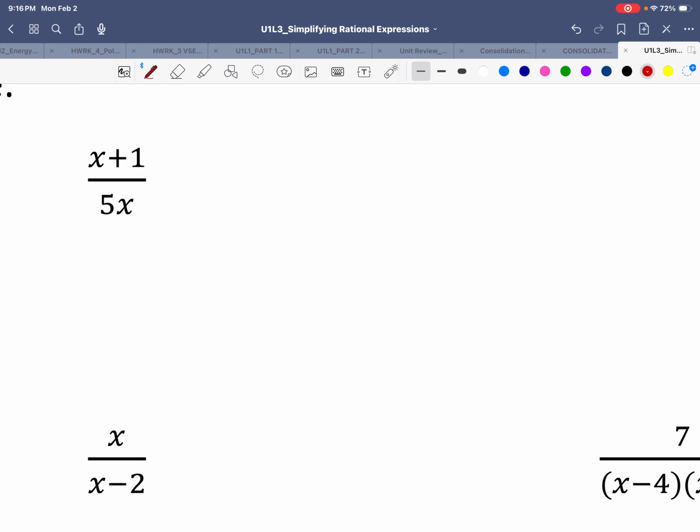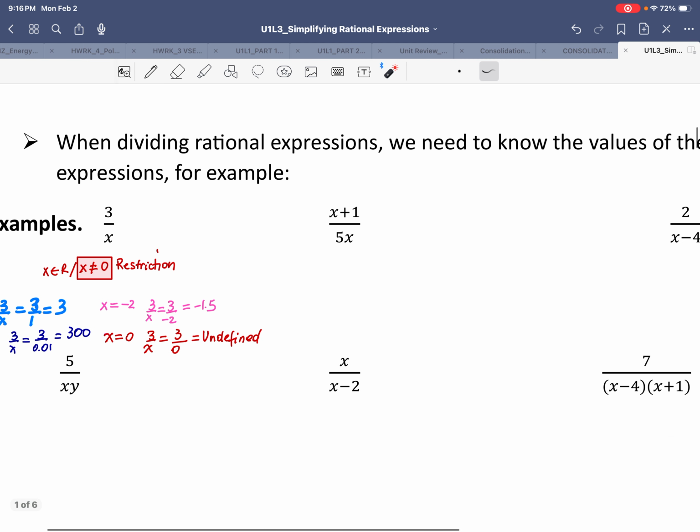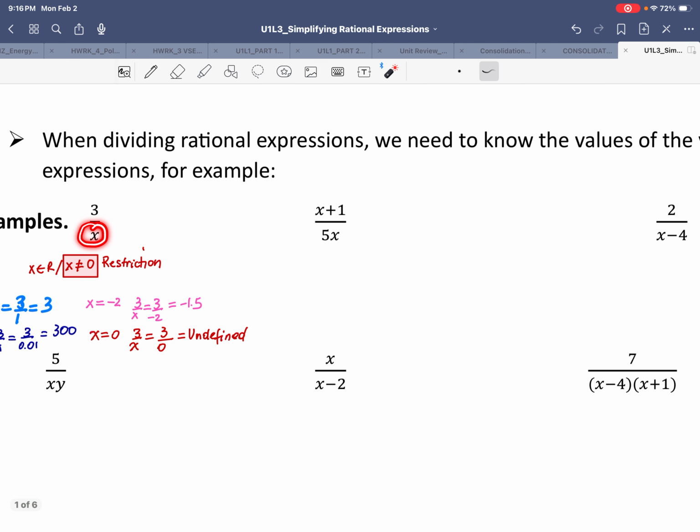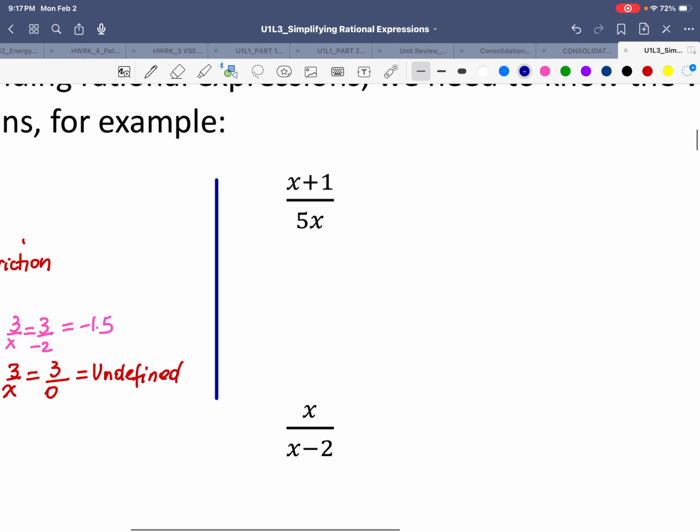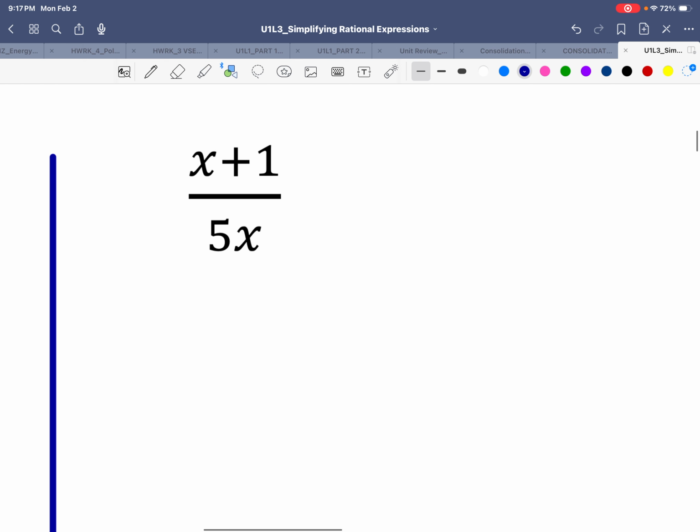So from what we see in the previous example, x equals 0 made the denominator 0. And that's the reason why this expression became undefined at x equals 0. And that's why we say that the restriction is x different than 0. Now we're going to take a look at the next example. So we have x plus 1 divided by 5x. So again, I'm going to go over the routine process.